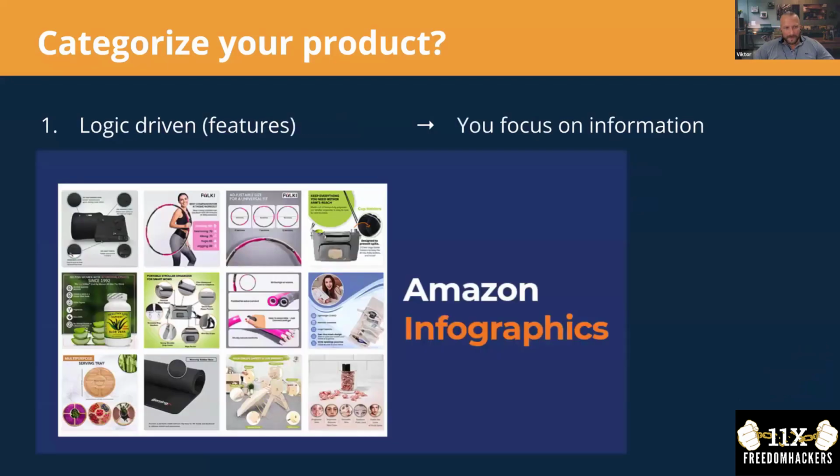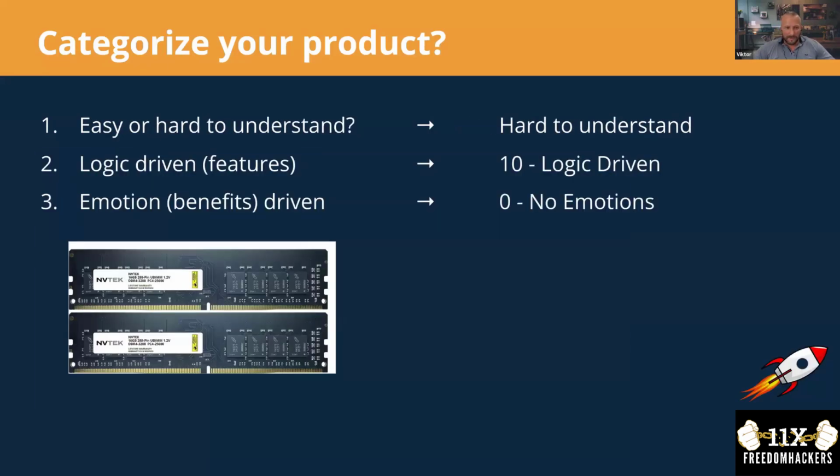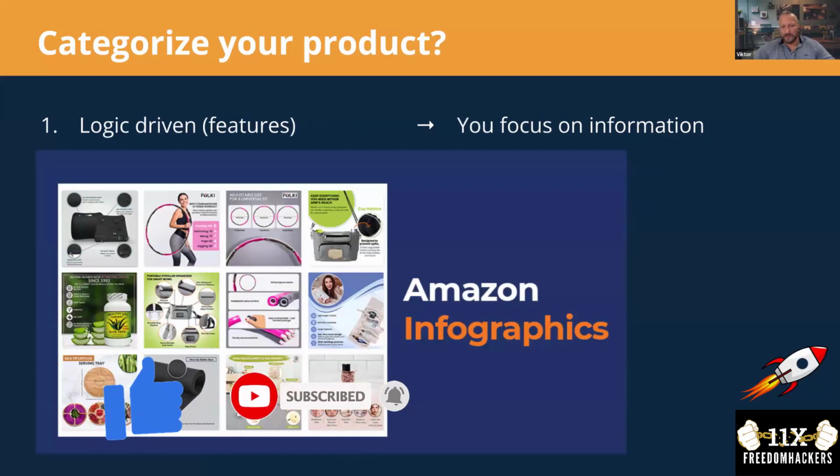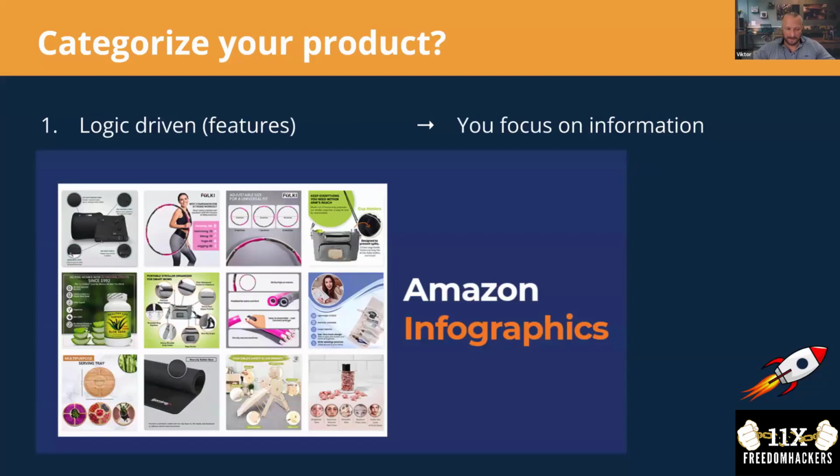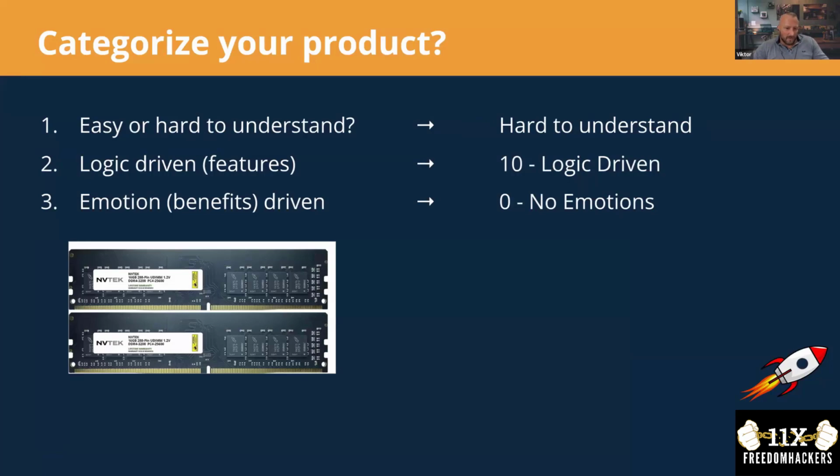So basically, logic-driven is something where you want to focus on information. Like this one here, you just need to focus on information. It's a 100% logic-driven product, so you want to explain things, like exactly what it is, and infographics. The more logic driven your product is, the more information is required, or information has more importance than feelings, right? Here, I don't need to put feelings. It's all about information, and information comes from ChatGPT.